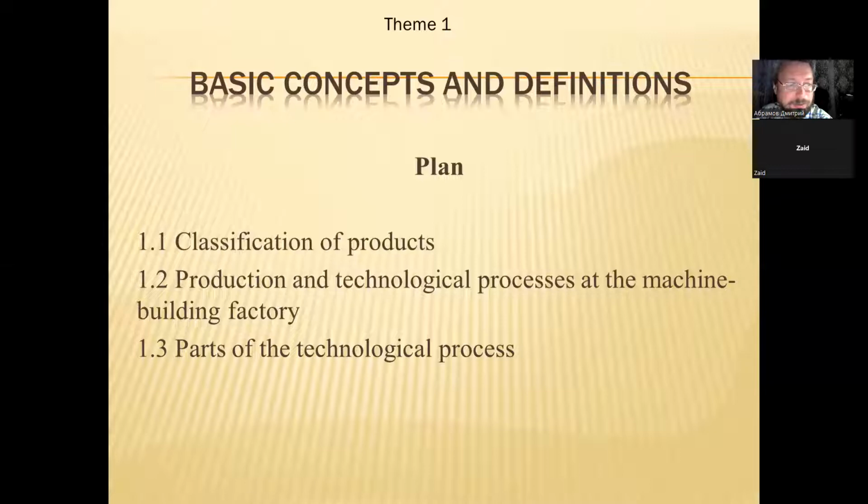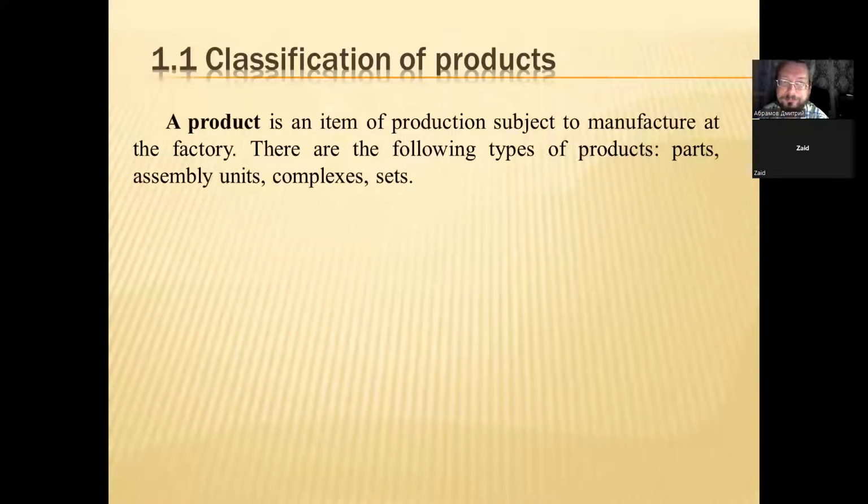And now we start item 1.1, classification of products. A product is an item of production subject to manufacture at the factory. There are the following types of products.